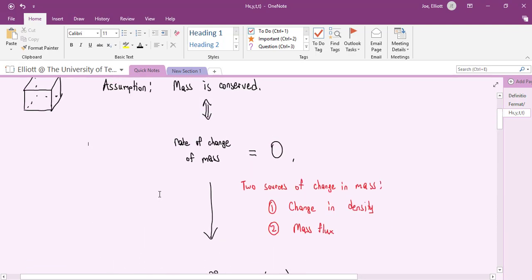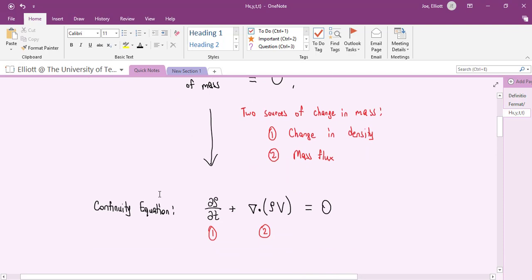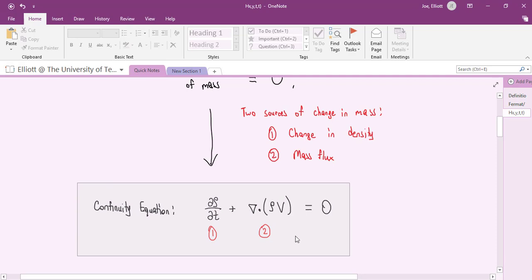Now, with this assumption that the mass is conserved, that leads to something called the continuity equation. Okay. So here I'm not going to go into all the little details of the derivation of this, but essentially this first term in the continuity equation is just the rate of change of the density with respect to time. So this first term is representing the change in mass that might occur due to a change in density.